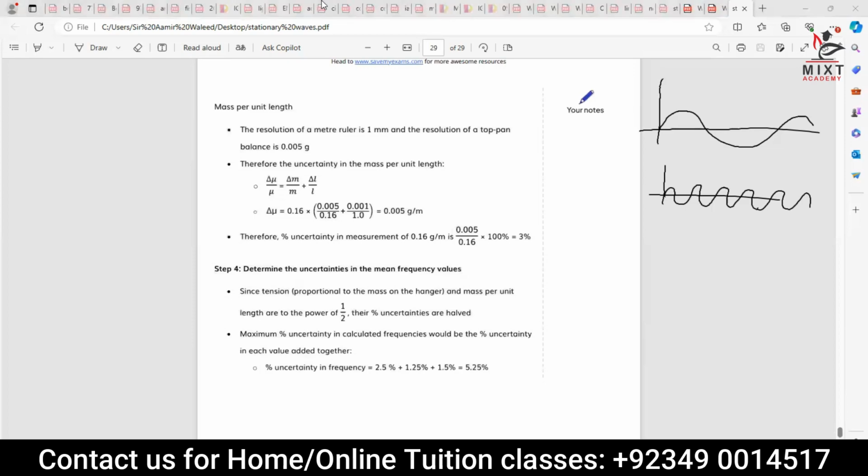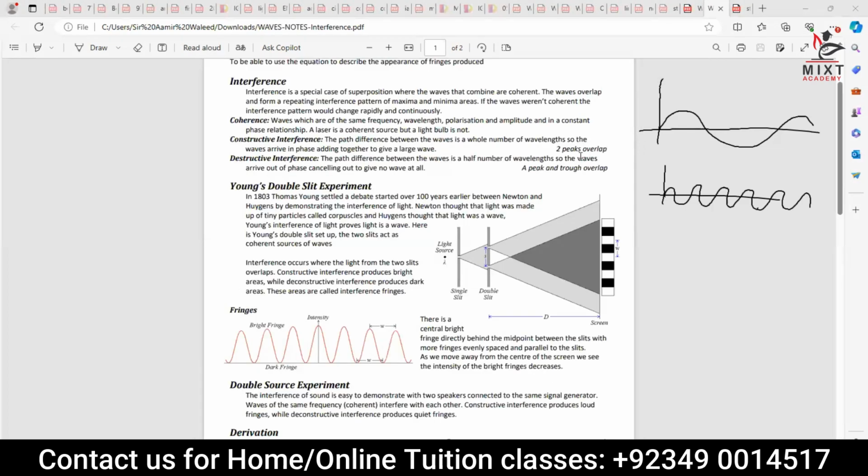Okay, so we were talking. You shouldn't have a light which actually divides into multiple colors. That light will not be used for interference purposes. That should be a laser light. Now, constructive interference. The path difference between the waves is a whole number of wavelengths, so the waves arrive in phase, adding together. Now, this is actually interesting.